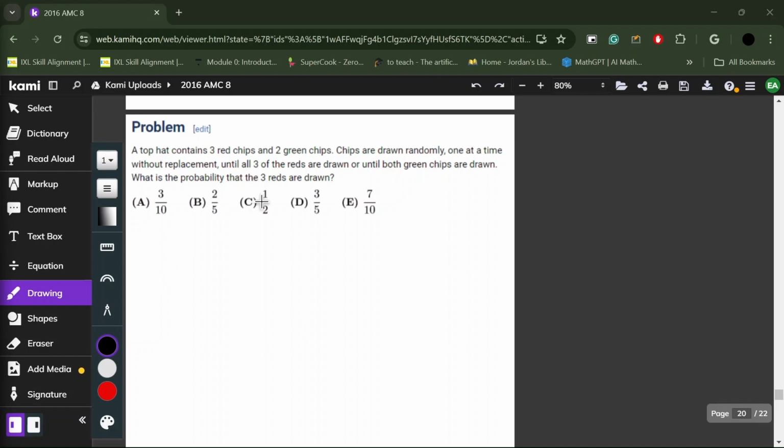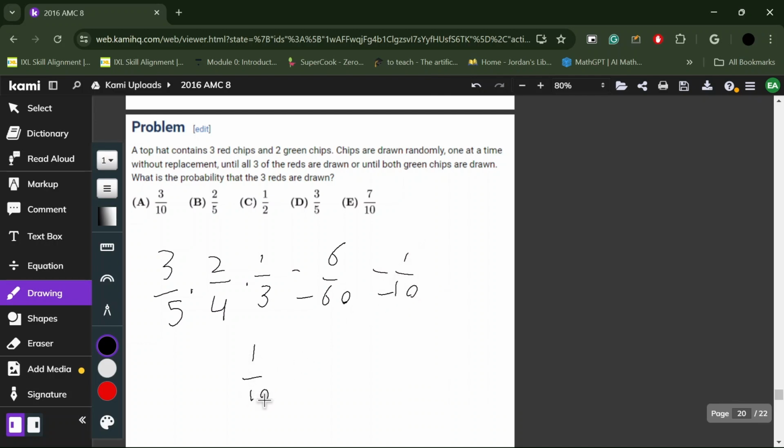So for this problem, we can do one draw at a time. The chance that the first draw has a red chip is 3 out of 5 because there's 3 red chips out of 5 total chips. Next, since we removed 1 red chip, there's 2 left, and we also have to subtract the total by 1. So we have 2/4. And we're also going to multiply that by 1/3 because we're subtracting 1 red chip and 1 from the total. So here we're going to get 6/60, which is equivalent to 1/10.